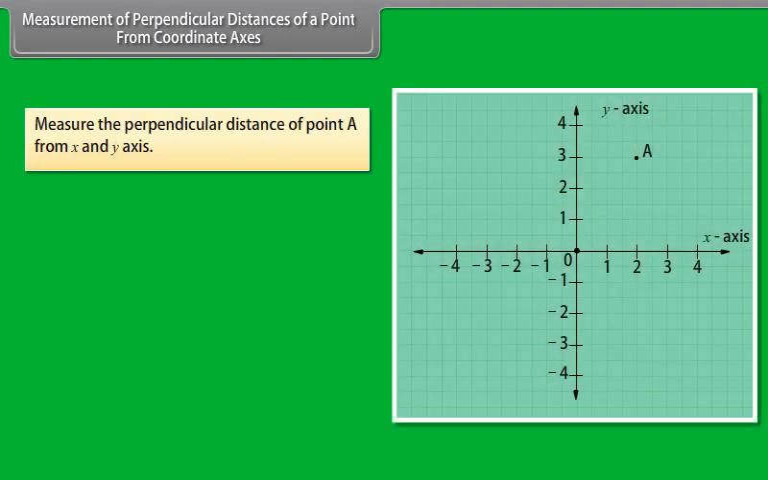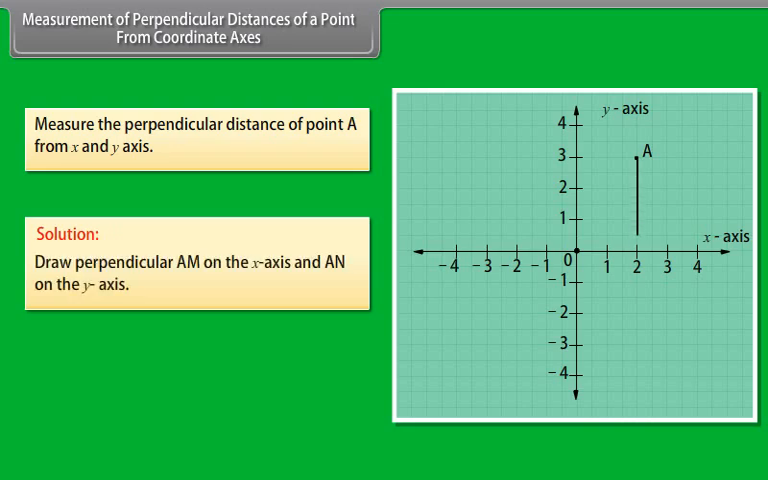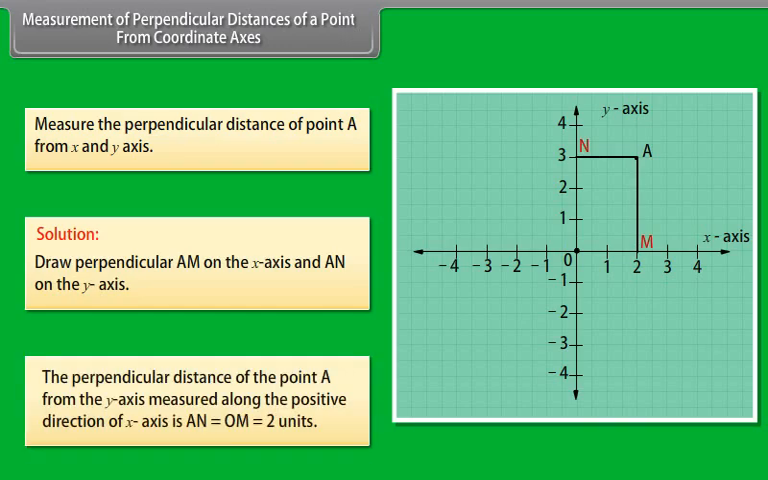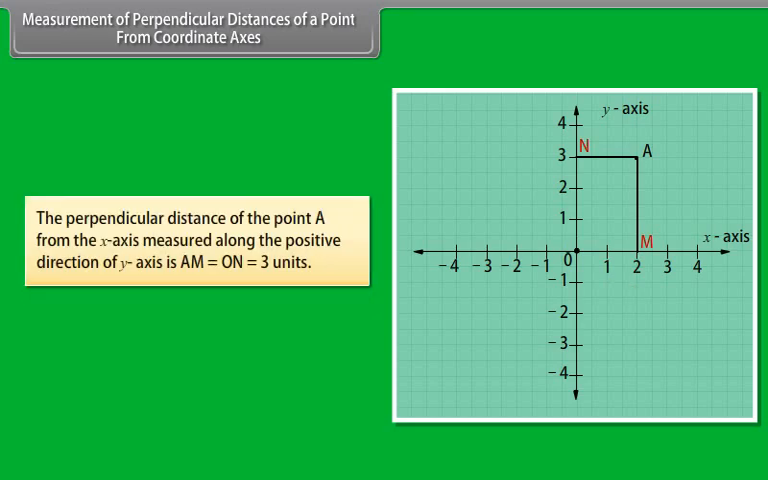Measurement of perpendicular distances of a point from coordinate axes. Let us now learn how to measure the perpendicular distance of a point from the coordinate axes. Measure the perpendicular distance of a point A from the X and Y axes. Solution. Draw perpendicular AM on the X-axis and AN on the Y-axis. We can see that the perpendicular distance of the point A from the Y-axis, measured along the positive direction of the X-axis, is AN equal to OM, which is equal to 2 units. And the perpendicular distance of the point A from the X-axis, measured along the positive direction of the Y-axis, is AM equal to ON, which is equal to 3 units.